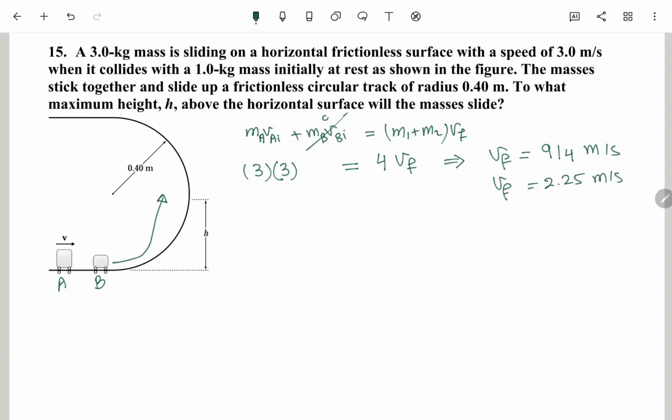Now E final equals E initial. Again, we use this rule because there is no friction on the track, and E final, this is the final position right here, is equal to mgh. And remember, m here is the total mass, which is ma plus mb.